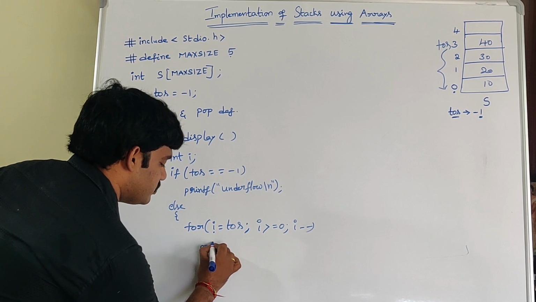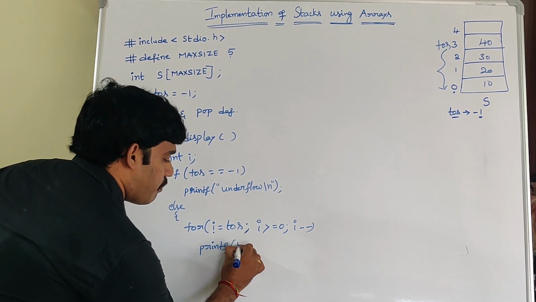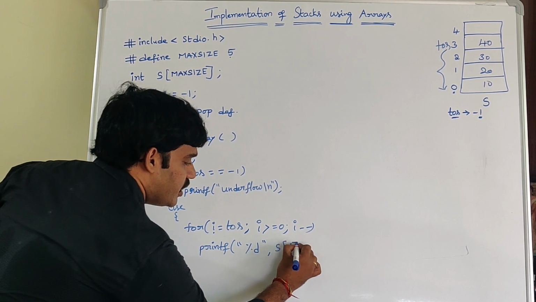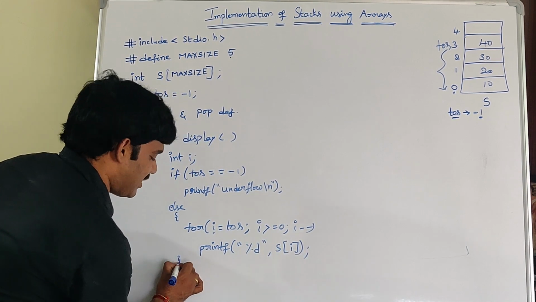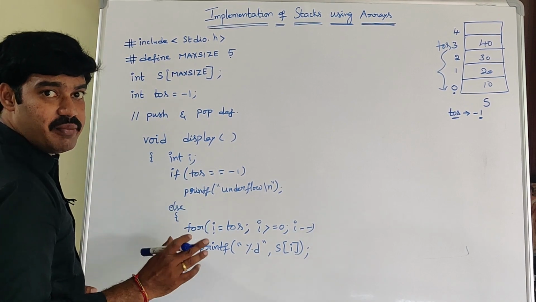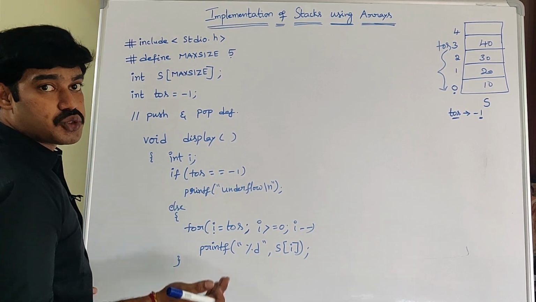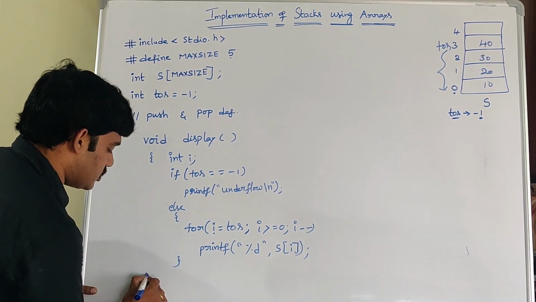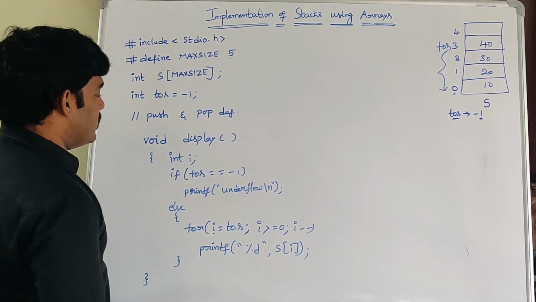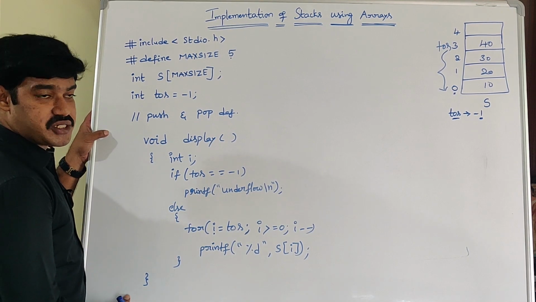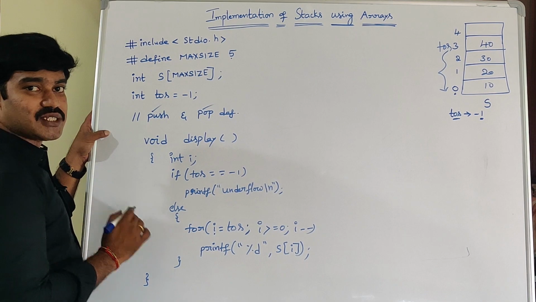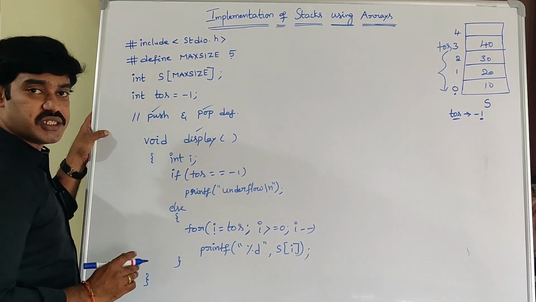printf("%d", S[i]). If you want, you can use \t, tab space between the elements, or you can use %2d, %3d, %4d space. Choice is yours. So closing of the display function. This is the definition of the display function. So the push function definition is over, the pop function is over, as well as the display function definition is over.